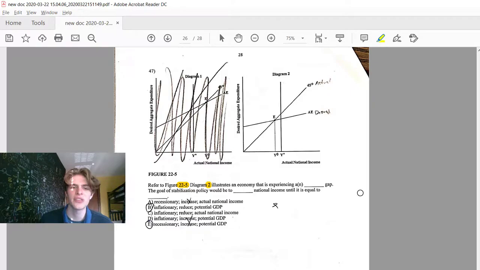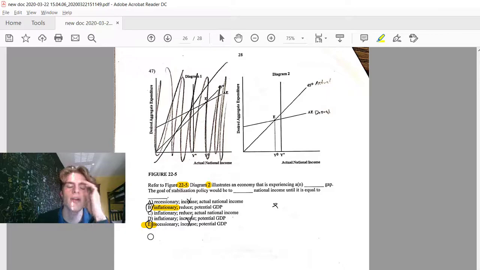It's experiencing what kind of gap? So I said it was an inflationary gap. So let's see. Actual is greater than desired. So that means potential. This is potential output here. Potential output. And at potential output, desired is less than actual. So that puts us in a recessionary gap. Interesting. That's the opposite of what I said. Yeah, because the right answer is E.